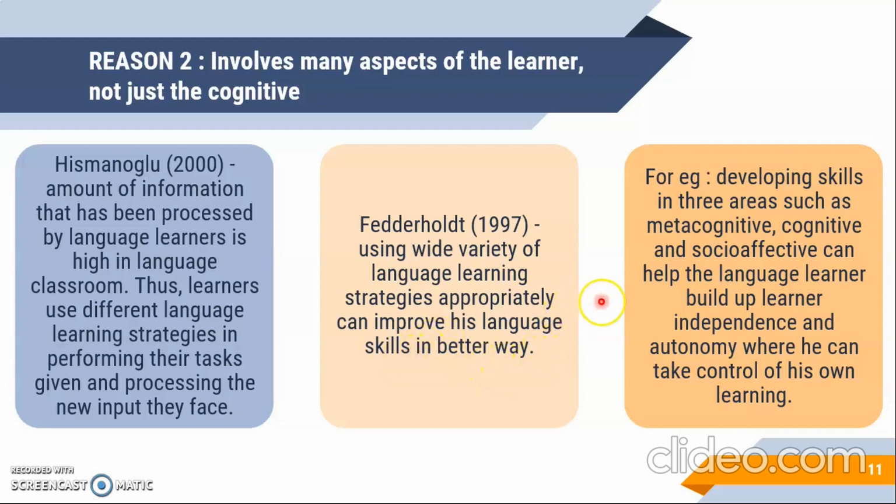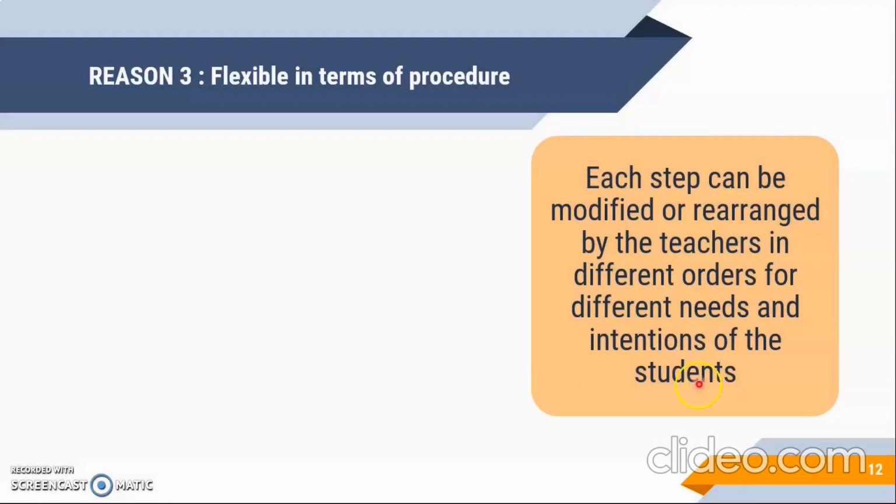So for example, these strategies involve many aspects of the learner. We can see the example here: developing skills in three areas such as metacognitive, cognitive, and socio-affective can help the language learner build up learner independence and autonomy, where he can take control of his own learning.